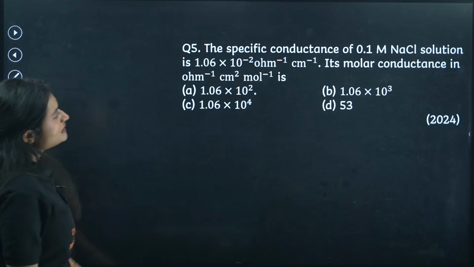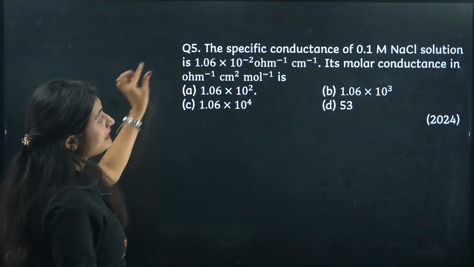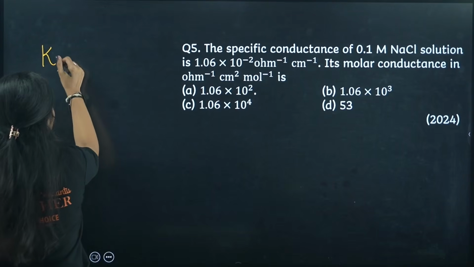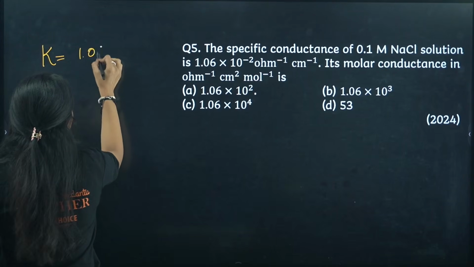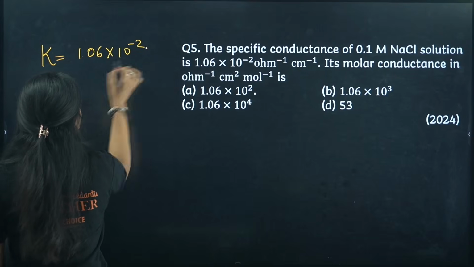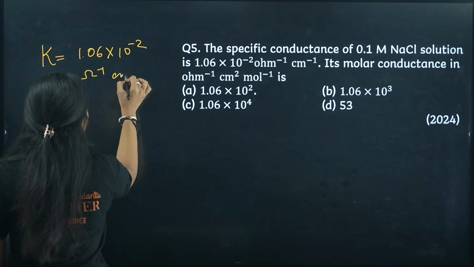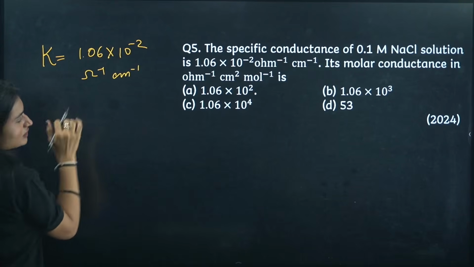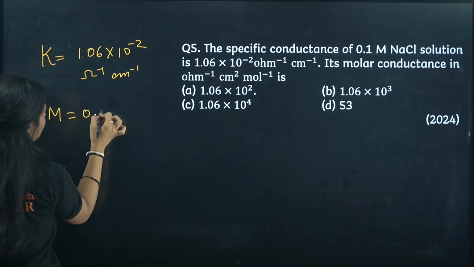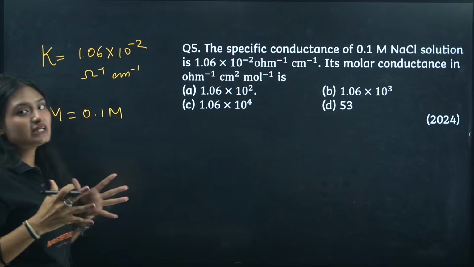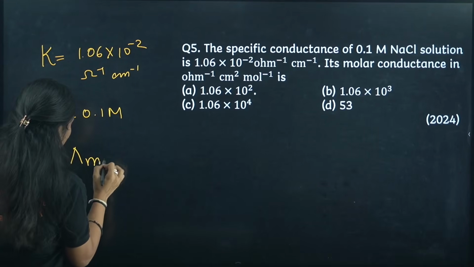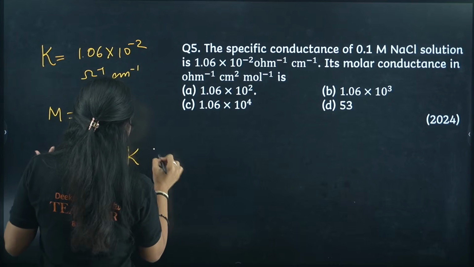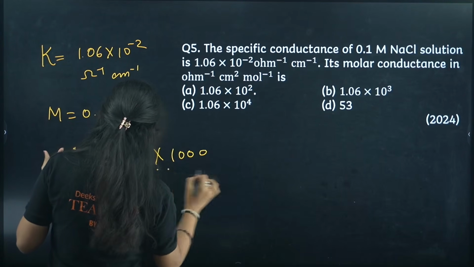Next question. The specific conductance of 0.1 M NaCl solution is given. What is specific conductance? Kappa is specific conductance. It is equal to 1.06 times 10 raised to power minus 2 ohm inverse centimeter inverse. Its molar conductance is, so we are given the molarity, 0.1 M. We need to find the molar conductance. Molar conductance will be equal to specific conductance times 1000 divided by molarity.